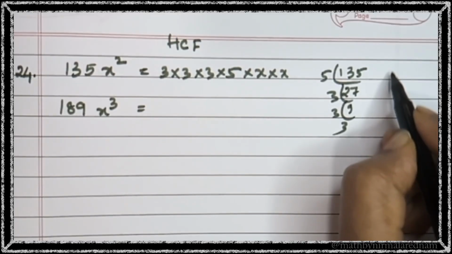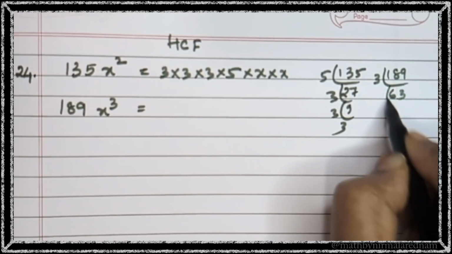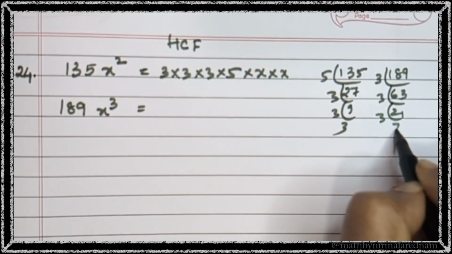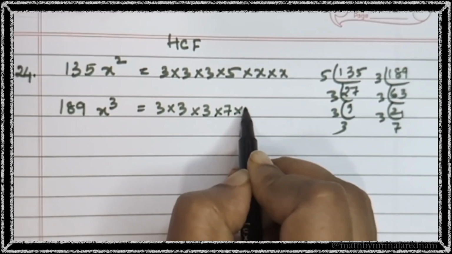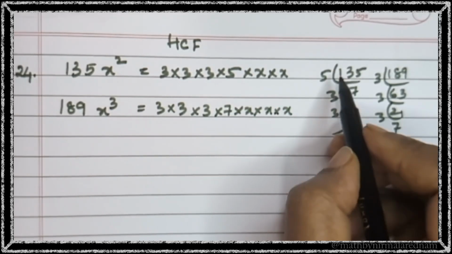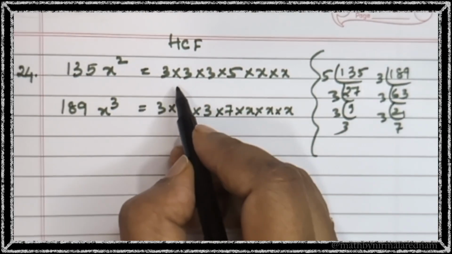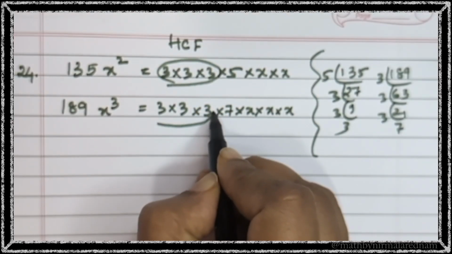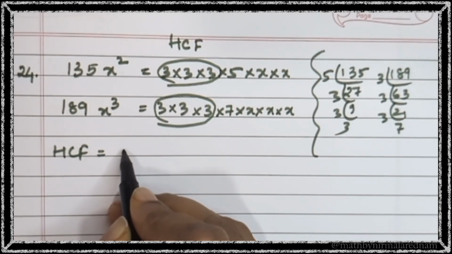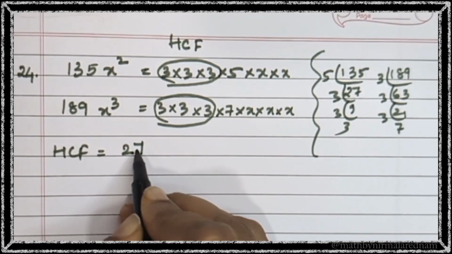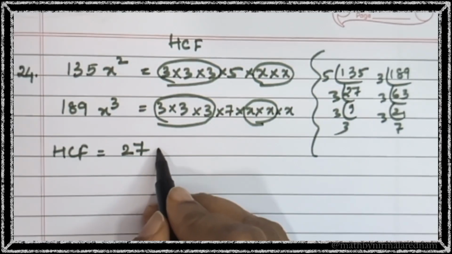And for 189, clearly 3 is going to work, again 3, and there's 1, 7. So it is 3 into 3 into 3 into 7 into 3x, x into x into x, right? Now here I want to find the highest common factor. Clearly in the numerical part it is this, right? HCF is equal to 3 cube, which is nothing but 27. And in the variable part I have 2x here, which is common, and an extra x, so x square.